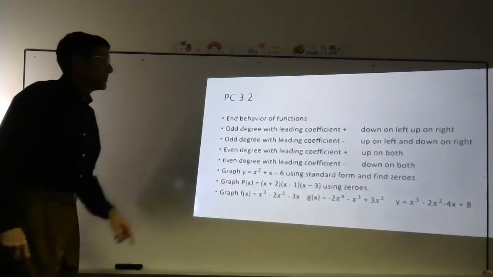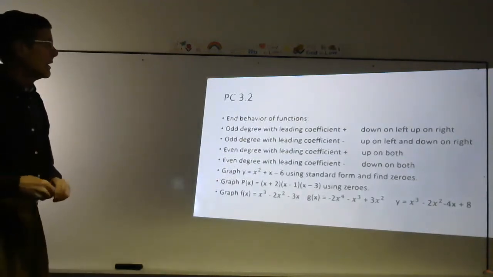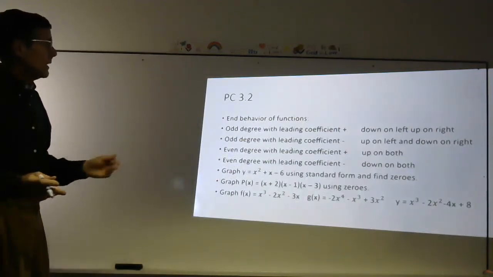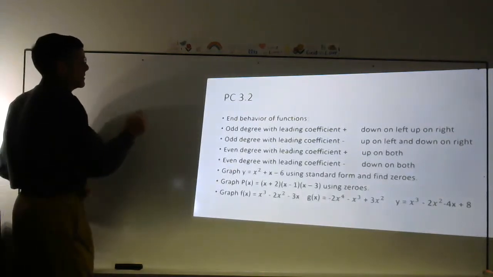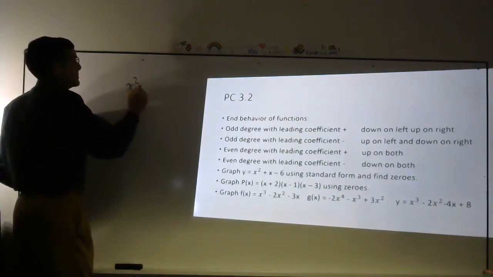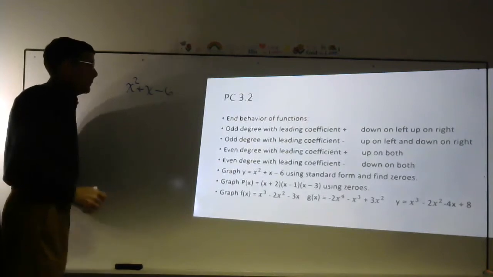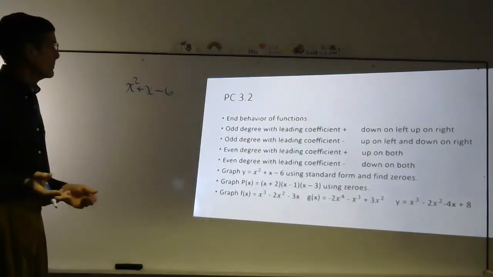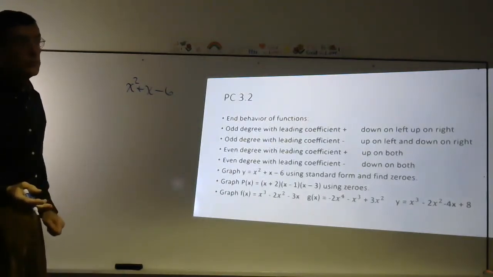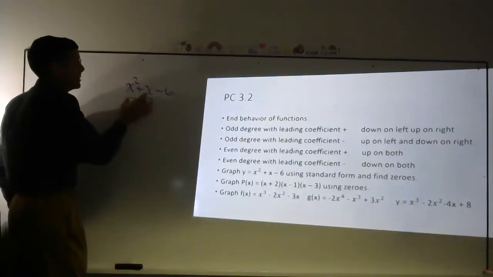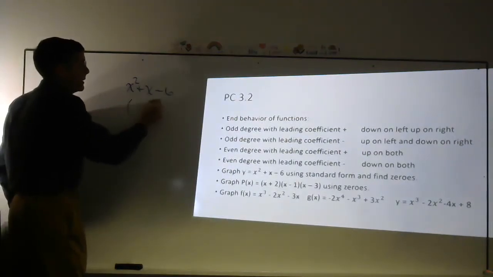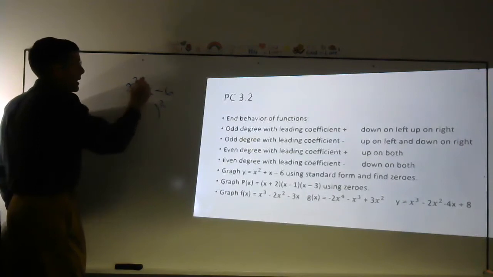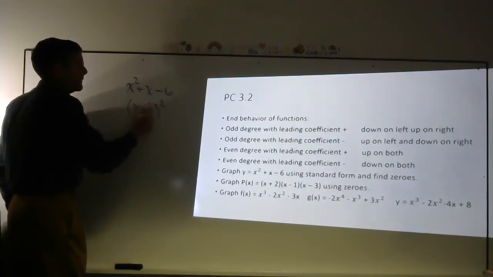This is very much like we did last time. All right, x squared plus x minus 6. If you want to graph it, you can make an XY table. I showed you how to do it, putting it into standard form. We're going to complete the square right here. If you complete the square, you cut 1 in half, you get a half.